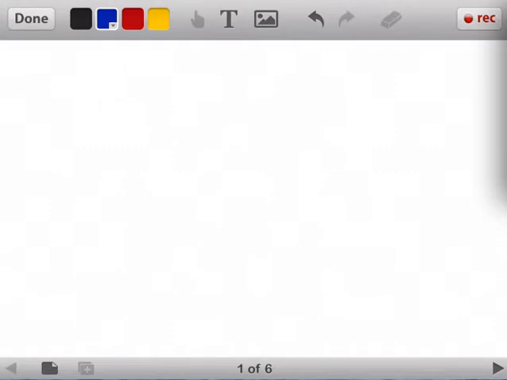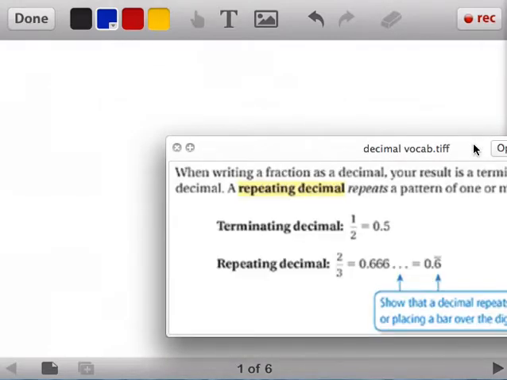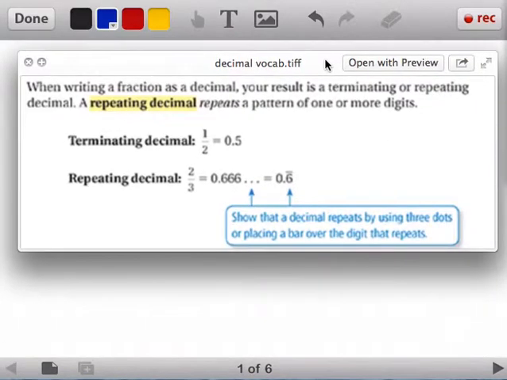To start, what I'd like to do is go over a little bit of vocabulary with you. We've talked about terminating decimals last week. That was our word of the week. Terminating decimals are pretty straightforward. They're decimals that terminate, they're decimals that stop. So if you look at the image on the screen, this is right from our book. A repeating decimal repeats a pattern of one or more digits.